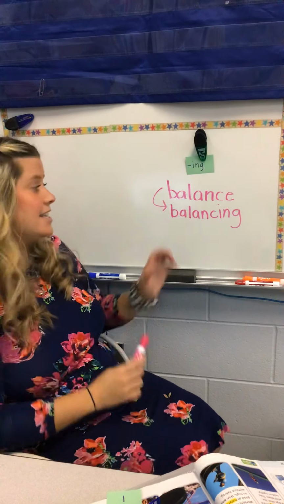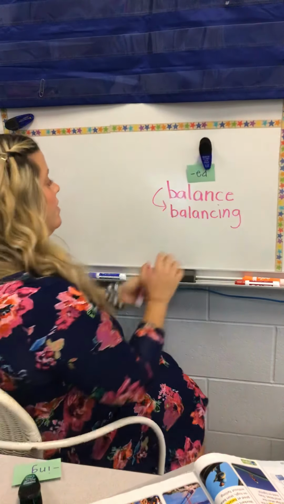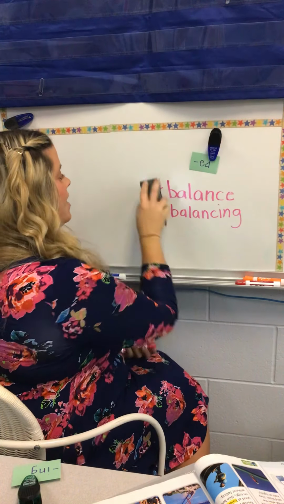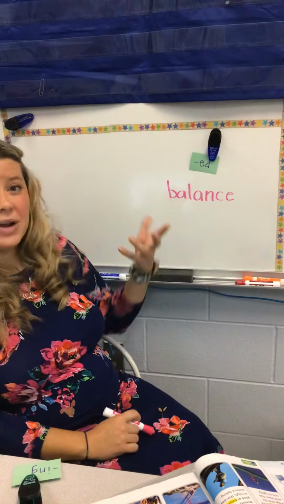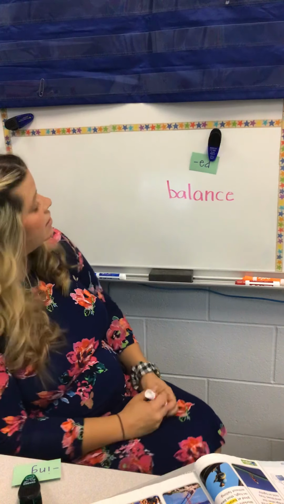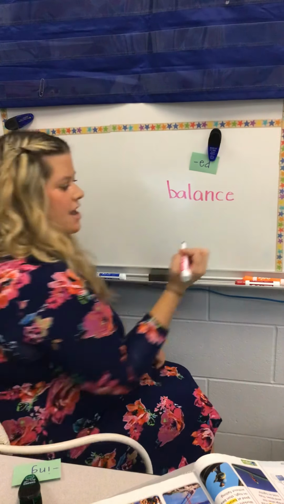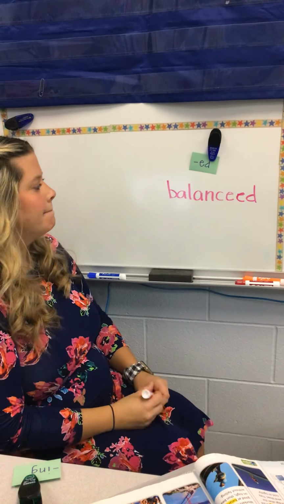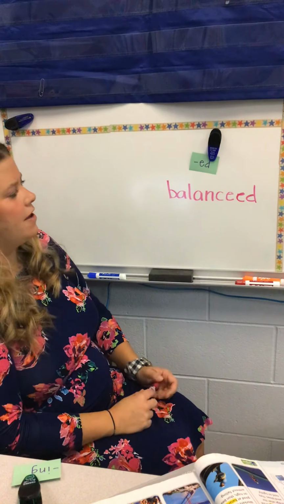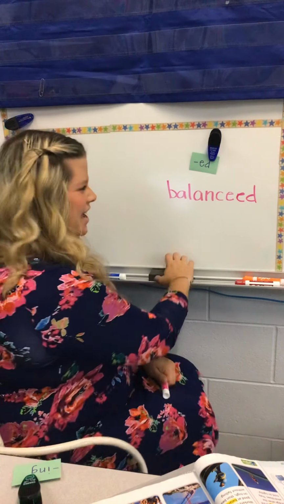Okay, now let's think about balance, but with our other word ending, ed. So remember, here's our base word, balance, but now I want to add an ending of ed to make the word balanced. Okay, well, I've got an E at the end. Do you think I could just add my ed? Now I have balanceed, which is not even a word. So that didn't work out so well.